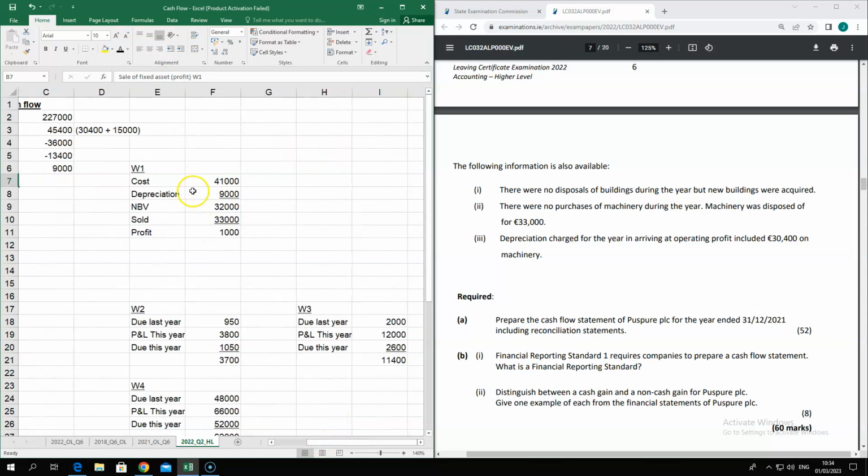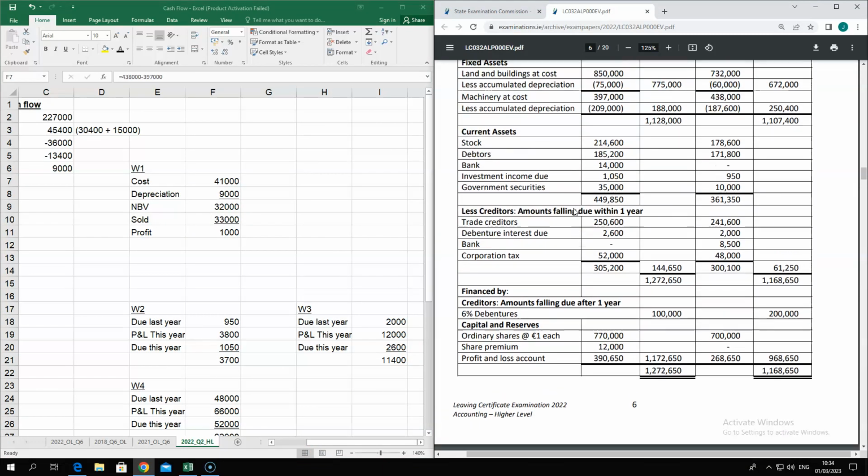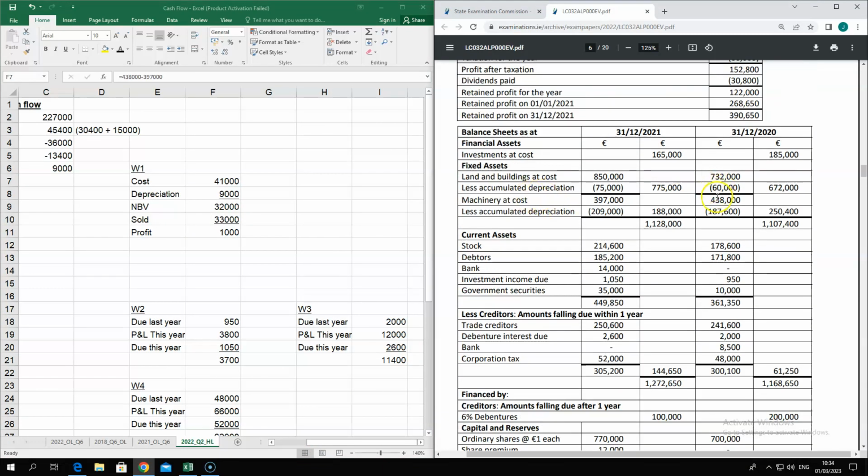So cost of 41, where am I getting that? So I go back up here. It went from 438 to 397. So your cost has gone down by 41. So therefore what you sold must have cost you 41. Now the depreciation 9,000. So your depreciation last year was 187, and this year it's 209.